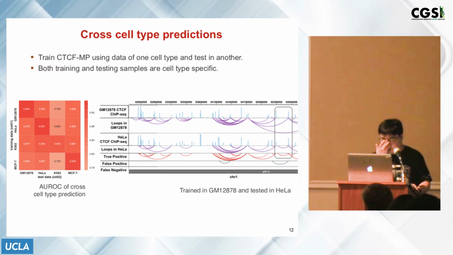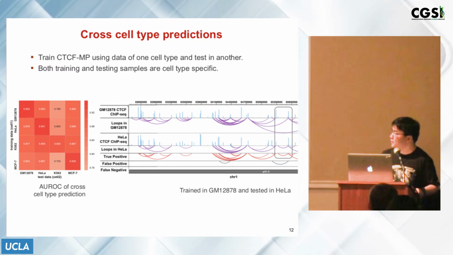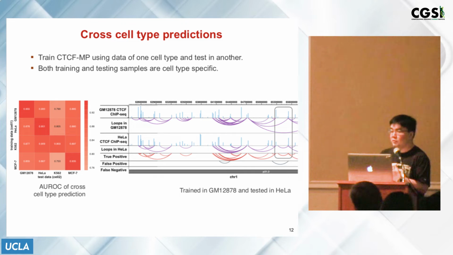So the next question is, can we train a model in one cell type and then predict in the other, and what would the performance be? So it looks like we can actually do that. But one thing that we did a bit more carefully is that we don't want to have the same training and testing. So the training and the testing in these two cell types are all cell type specific. In the sense that you train a model using cell type specific loops in one cell type, and then you try to predict the cell type specific loops in another cell type.